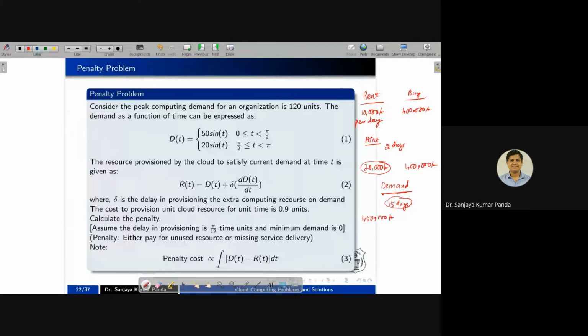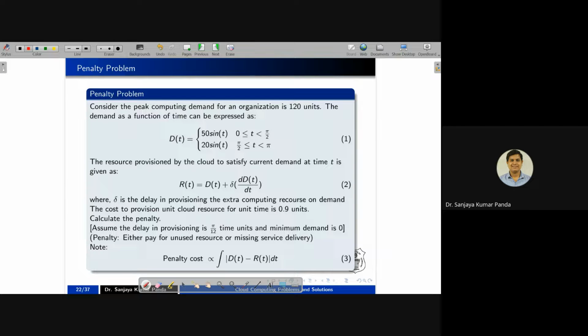Now come to this question. I'll make it simpler, although there are so many derivatives and integrations. It says consider the peak computing demand for an organization is 120 units. Assume that a company needs 120 units of some computational resources, and the demand is considered as a function. Suppose you need a computer system for 24 hours. The demand is not the same for the whole 24 hours. There is a peak, there is a valley, there is a flat one. So it will vary.